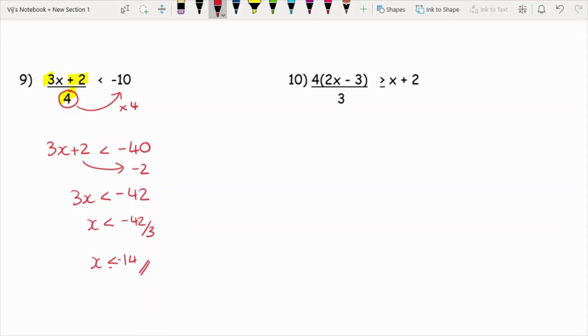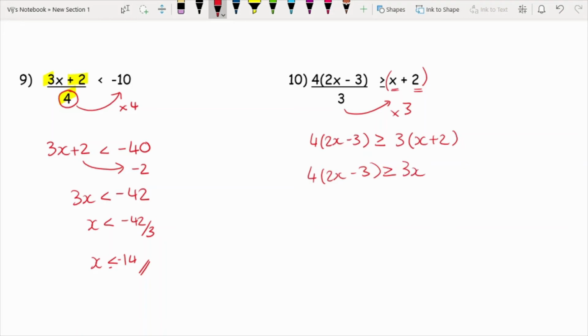And then finally for question 10, again, we're going to get rid of the denominator. Now with this, what I'll probably recommend that you do is put brackets around the right hand side. So we're going to times the whole thing on the right hand side by 3. And so what we get is 4(2x minus 3) is greater or equal to 3 lots of (x plus 2), because not only do we need to multiply, as we've got two things on the right hand side, I need to multiply both the two things by 3. So what I end up with is 4(2x minus 3) is greater or equal to 3x plus 6. Now if you multiplied the two things by 3, then you probably wouldn't have needed this line here. You would have gone straight onto this line that we've moved on to here.